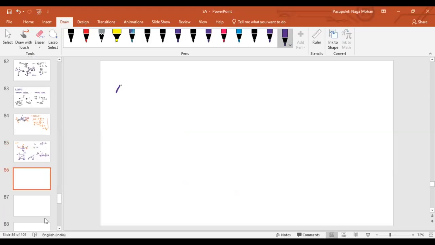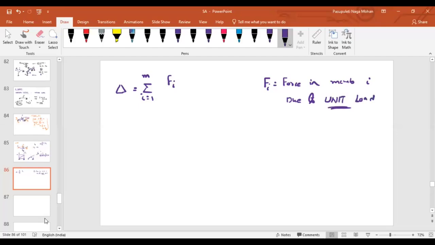So if you want to find out the deflection at any point in a truss, just learn this formula by heart: summation i equal to 1 to m, where m is the number of members, of Fi times delta i. Here capital Fi represents the force in member i due to unit load. This is the important case: force in the member due to unit load corresponding to the delta. Delta is nothing but the deflection in a member.